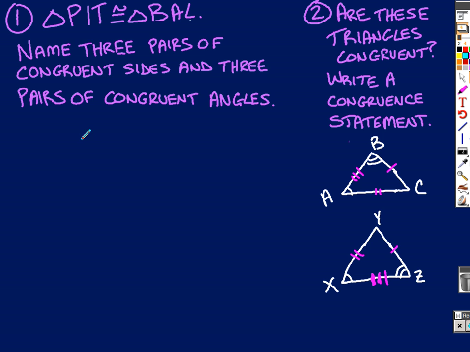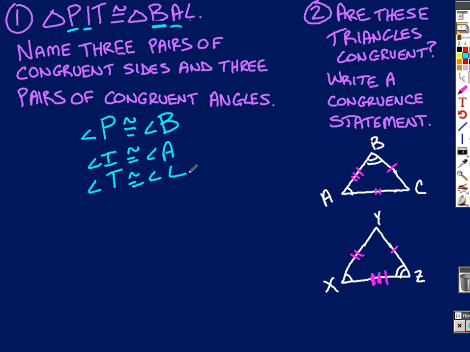Well, look at angles first, if they're easier. We'll start with angle P. Angle P is in the first position, so it must be congruent to the first letter in the second triangle. So P and B must be congruent. Same way, if I look at I and A, I'll say angle I is congruent to angle A. And in the same way for the last one, angle T is congruent to angle L, all based on what position they are in.